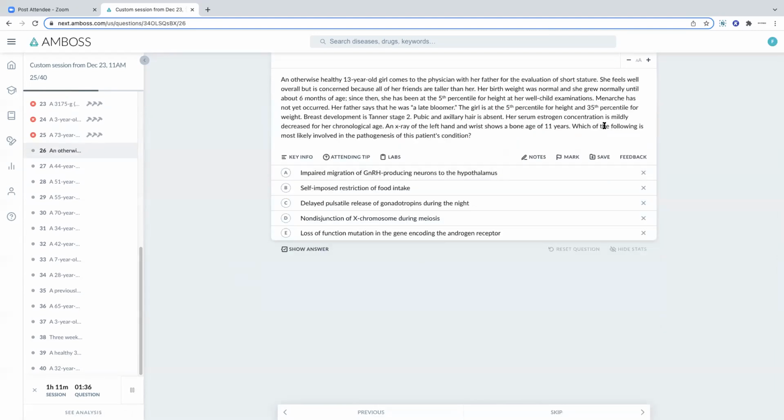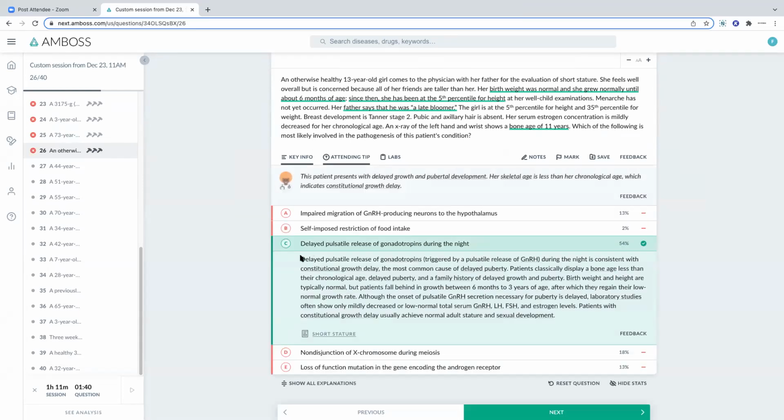Okay, which one did you guys choose over here? Which of the following is the most likely pathogenesis of this patient's condition? Okay, this patient has delayed pulsatile release of gonadotropin. Okay, why? Because over here, this patient has constitutional growth delay. He doesn't have any other problem. Look, it's a 13-year-old healthy girl, birth weight was normal. An otherwise healthy girl comes to the physician, her birth weight was normal.